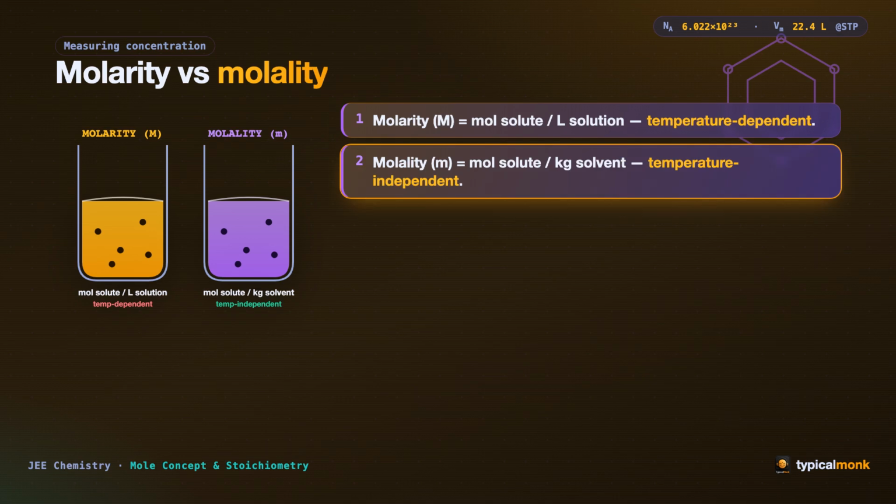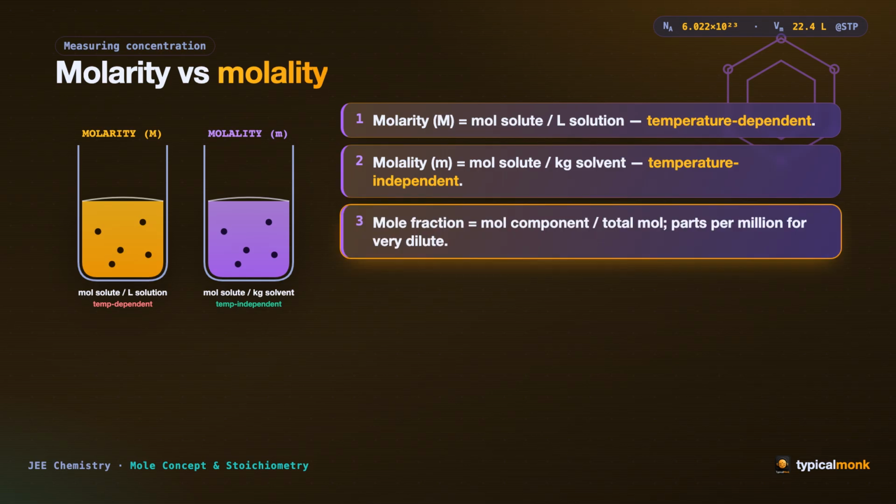Written with a small m, moles of solute per kilogram of solvent. And here is its quiet strength. It is built on mass, and mass never changes with heating. John once asked, why do we even need 2 units? This is why: when temperature varies, molality stands firm while molarity drifts.